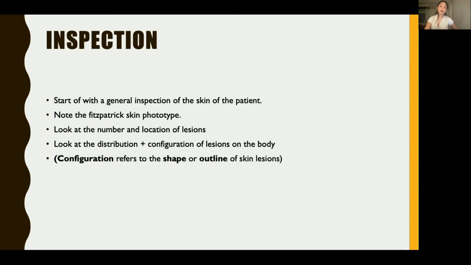So for inspection, start off with a general look at the skin. Look at the Fitzpatrick skin phototype, look at the number and the location of lesions, and look at the distribution and configuration. So configuration is just the outline of the lesions. Next slide.